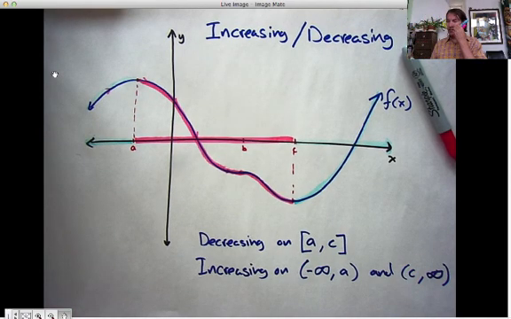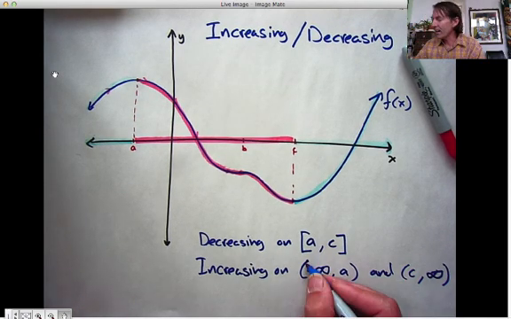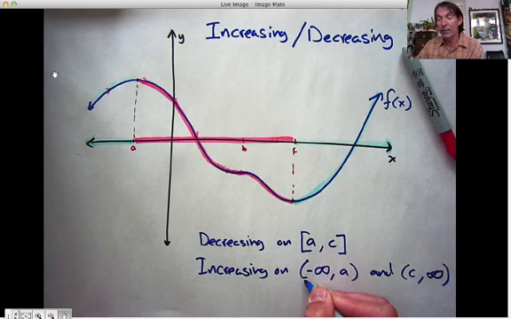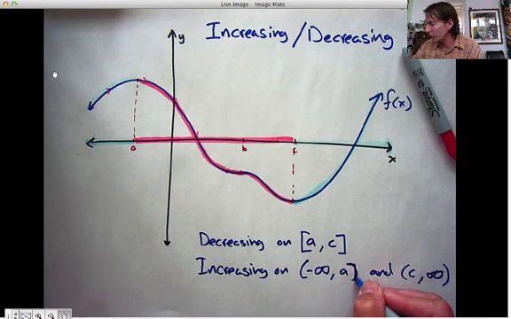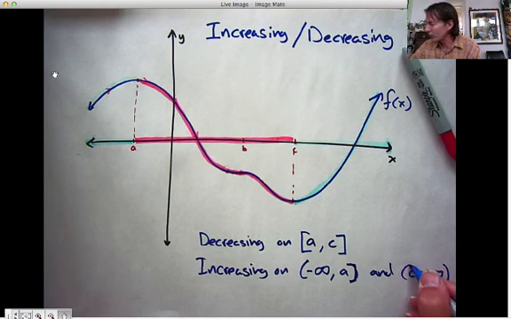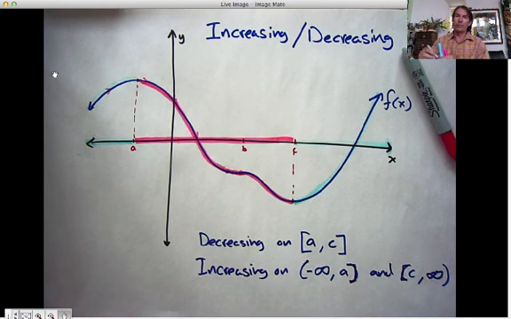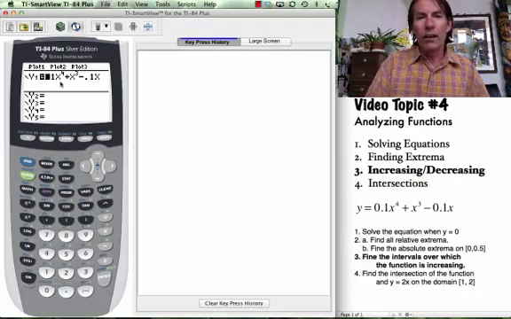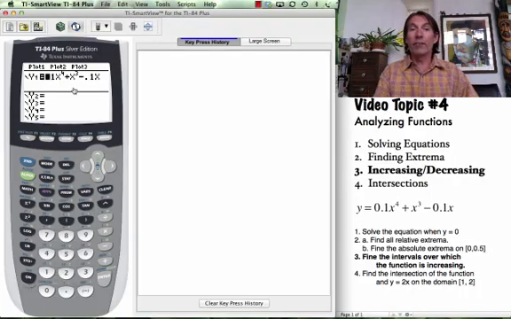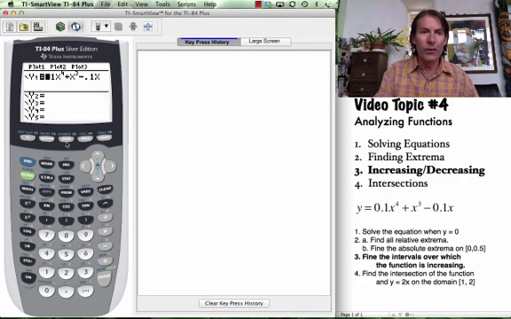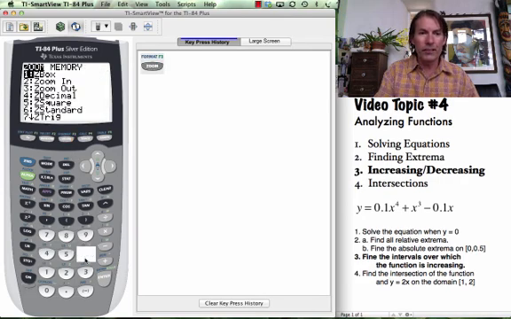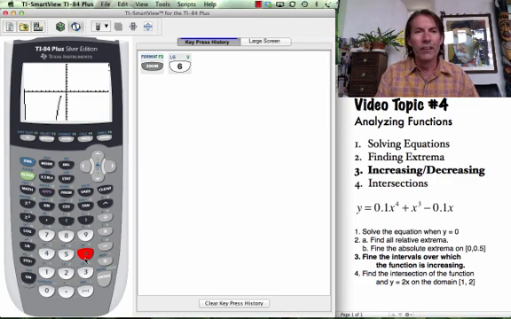Okay, so that's where it's increasing and decreasing. I have to have an open bracket here at negative infinity because I never could equal that. But I could have a closed bracket here at A, and a closed bracket here at C, but I don't really care. Okay, let's do that example then, the equation that we have graphed, and find out where that's increasing and decreasing. So this is zoom 6 to get an idea of what that looks like. Oh yeah, that's that fourth degree polynomial.